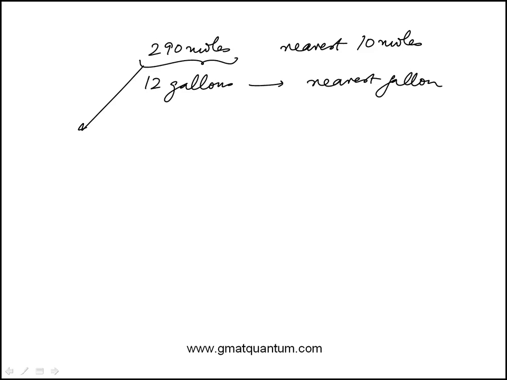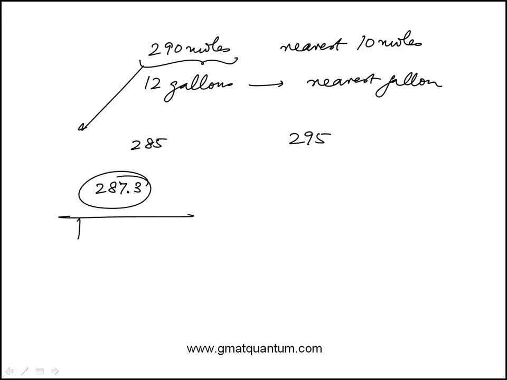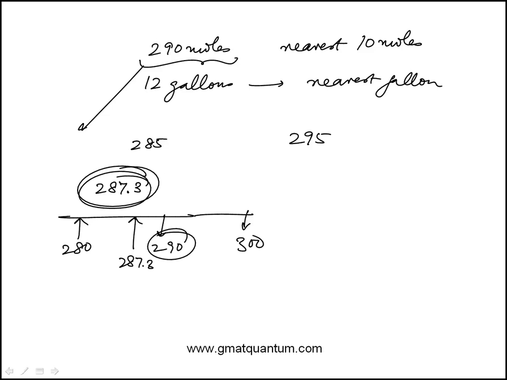So it's 290 miles, and that's to the nearest 10 miles, which means that it falls between 285 and 295. Because what you're doing is, if I gave you a number like 287.3, and I said you have to round it to the nearest 10 miles, which means if you wrote the numbers in multiples of tens, 280, 290, 300, which one is this closest to? Well, it's here, 287.3. It's closest to 290.